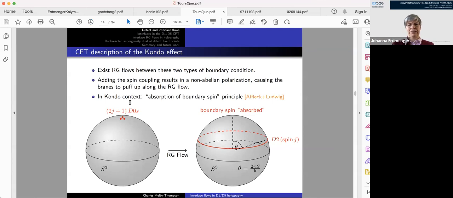So this can be viewed as precisely this absorption of the boundary spin as we were discussing. So there's an RG flow between these two types of boundary condition. And so adding the spin coupling results in a non-abelian polarization. And so the D0 branes become D2 branes. And so this has been discussed in the context of the CFT description of the Kondo model. So this corresponds to this absorption of the boundary spin, again by Affleck and Ludwig, which I mentioned before.